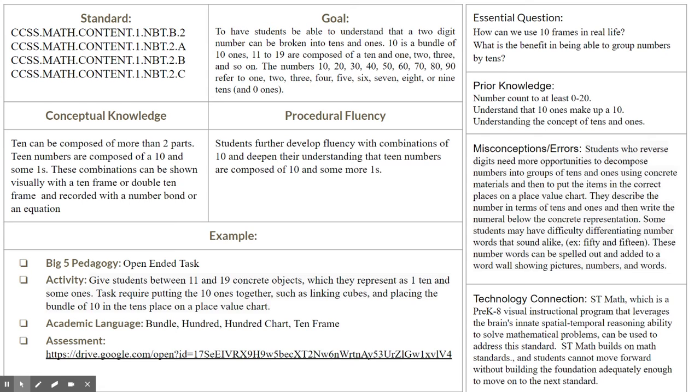This first standard, which I just explained, requires the student to acquire the computational knowledge that 10 can be composed of two or more parts, that teen numbers are composed of a 10 and some ones, and that these combinations can slowly be shown virtually with a 10 frame and double 10 frame and recorded with a number bond or an equation. The essential questions for this standard are how can we use this in real life? And what is the benefit of being able to group numbers by 10?